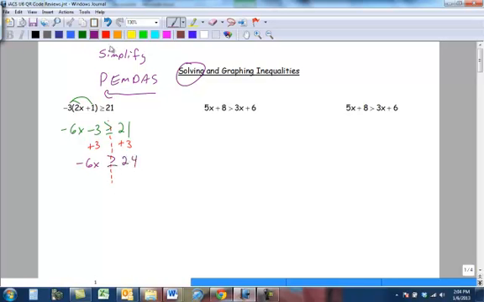Then get rid of multiplication and division. So we're going to divide by -6 on both sides. And we're left with x is, now here's the thing. One of the rules of inequalities is if you multiply or divide by a negative number, you must switch the inequality symbol. So greater than or equal to becomes less than or equal to, and then 24 divided by -6 is -4.